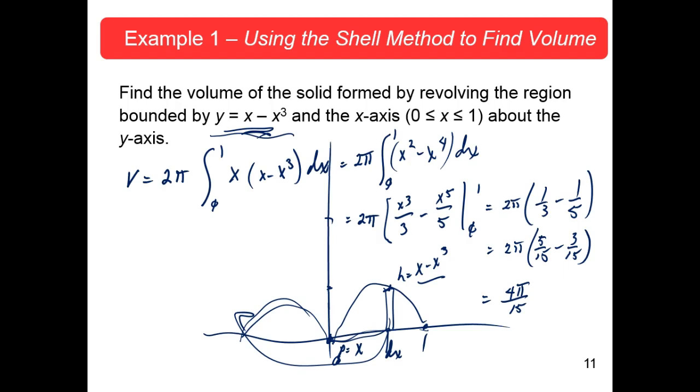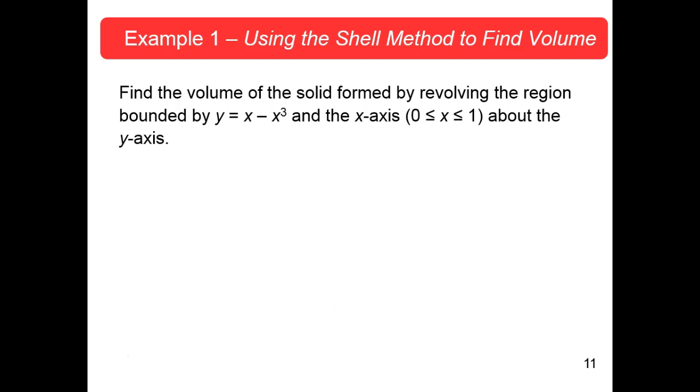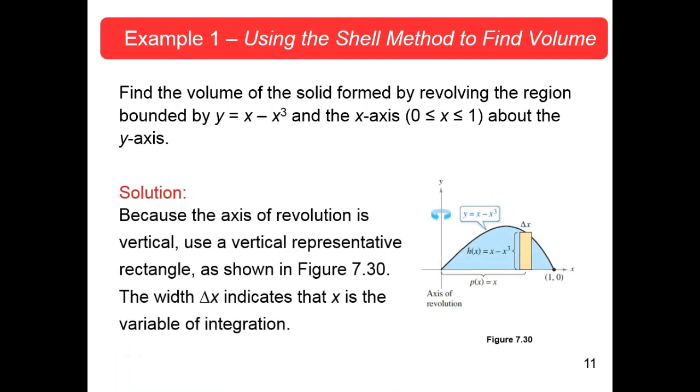All right. Of course, this one, they really just set it up for you so nicely, a perfect set, do a spike. You got it. Okay. All right, to erase? Still writing? Okay. So let's see how they proceed. Because the axis of revolution is vertical, use a vertical representative rectangle, shown here. The width, dx, indicates that x is the variable of integration, especially since you had y as a function of x. The limits were given in terms of x's.